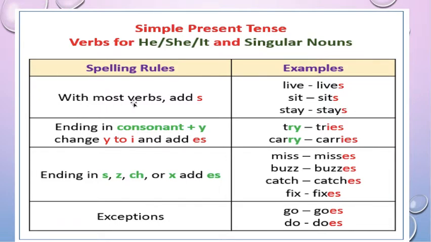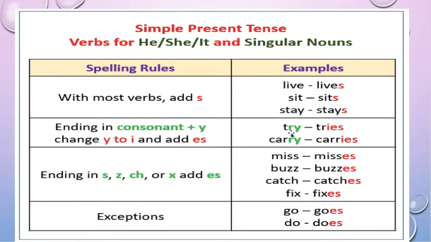Okay, with most verbs add s. Live, lives. Sit, sits. Stay, stays. Got it, students? With most of the verbs, we have to simply add s. Next one, verbs ending in consonant plus y, change y to i and add es. For verbs which have consonant plus y at the end of the word, we have to drop the y, add i, and add es. Okay, example, try.